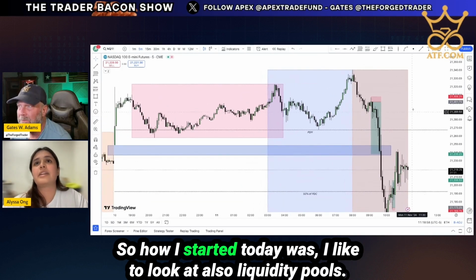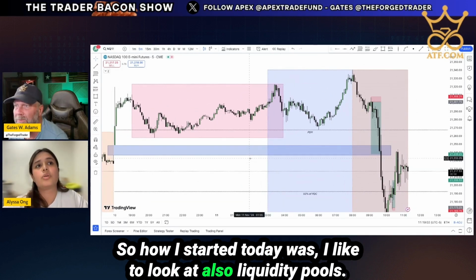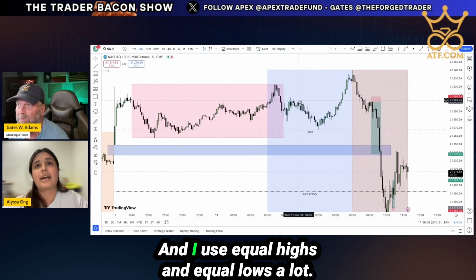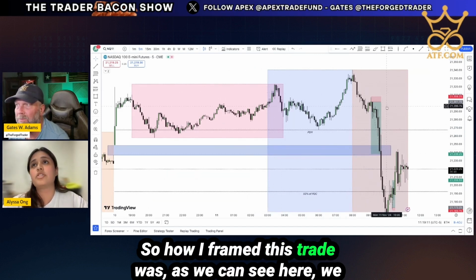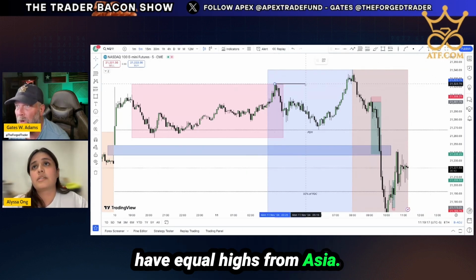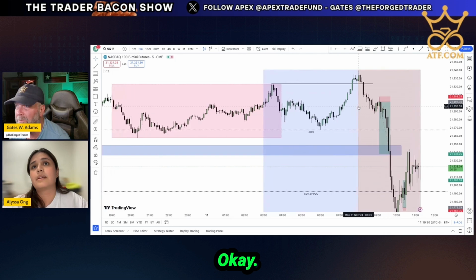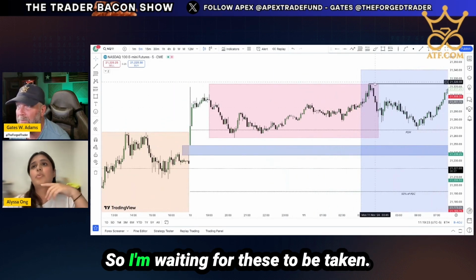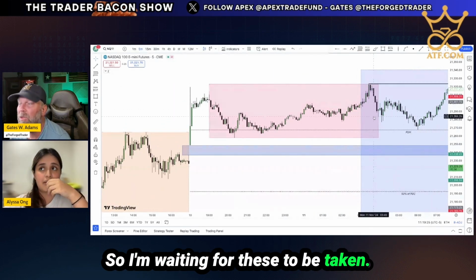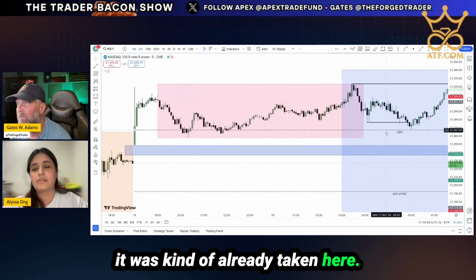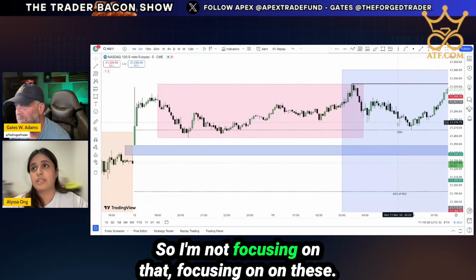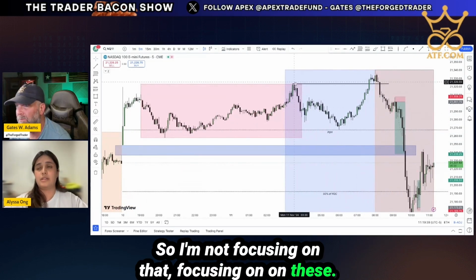So how I started today was I like to look at liquidity pools, and I use equal highs and equal lows a lot. So how I framed this trade was, as we can see here, we have equal highs from Asia. We draw that out. So let's say this did not happen yet, so I'm waiting for these to be taken. We have another equal low here, but as we can see, it was already taken here. So I'm not focusing on that, I'm focusing on these.